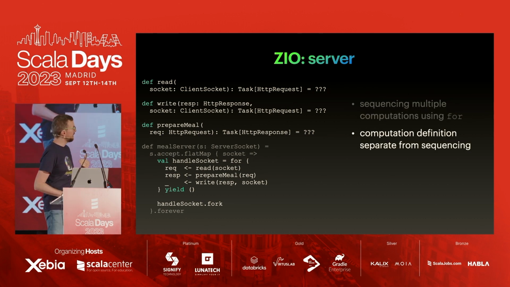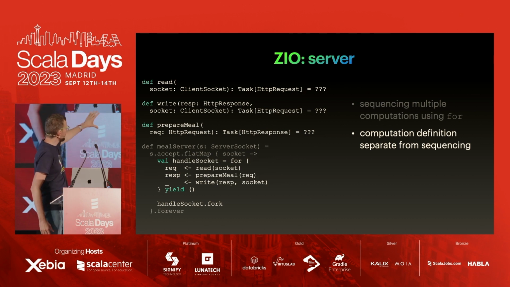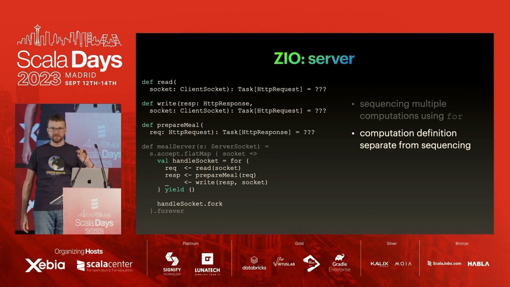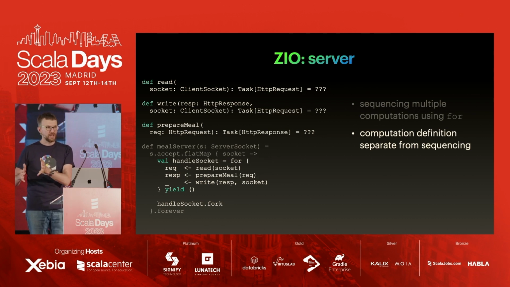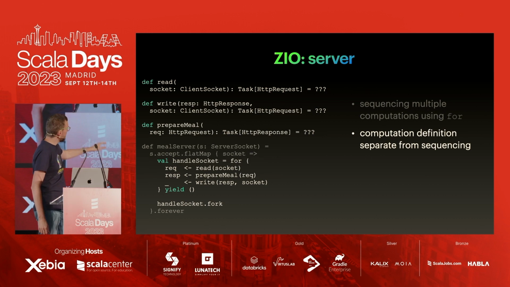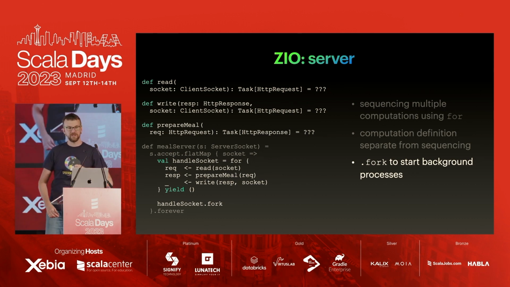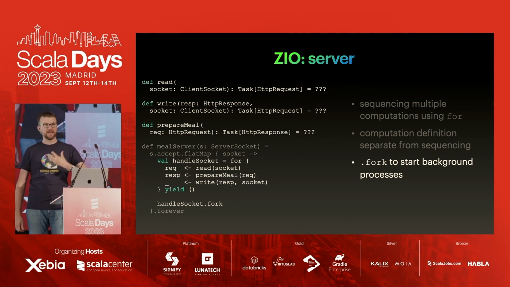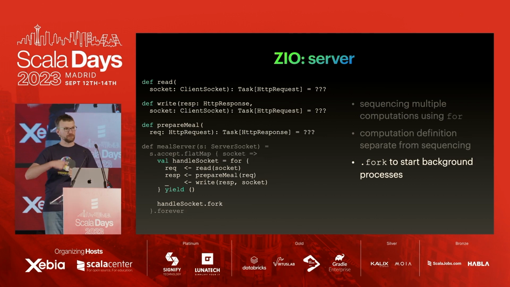You can notice that because we are dealing with lazily evaluated computation descriptions, the moment we actually create this handleSocket description, it's not yet evaluated. It's just a value which describes how this request handling should be done. So the definition of the computation is separated from its sequencing. Only later do we actually use this handleSocket to specify where this effect should happen, right? And here we use the fork combinator to modify the description and to tell the ZIO runtime that this should be run in the background, right? We don't want the client handling process to block the server from accepting new connections, so we want to do it in the background.